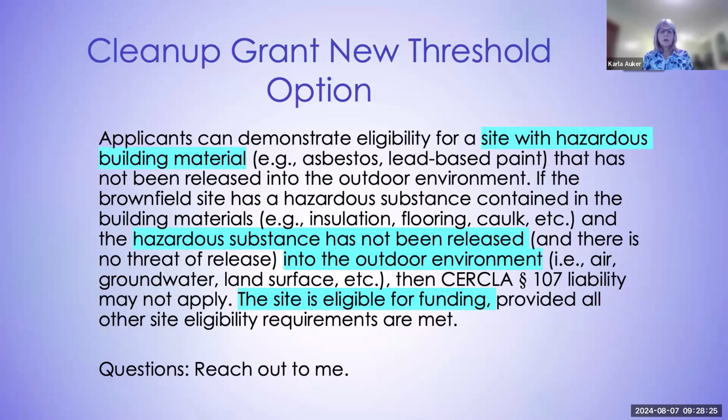It just doesn't apply. So this year, to make things a little more clear, we're saying that, and I included all the verbiage here so that you can have this to refer back to. But the key issues are, if you've got a site where all the hazardous waste is in building materials, that includes like PCBs and ballasts and that kind of thing, light ballasts, and your normal asbestos and lead-based paint. If all the waste is hazardous building material and that hazardous substance has not been released to the environment, then to the outdoor environment outside the building, then CERCLA 107 does not apply.